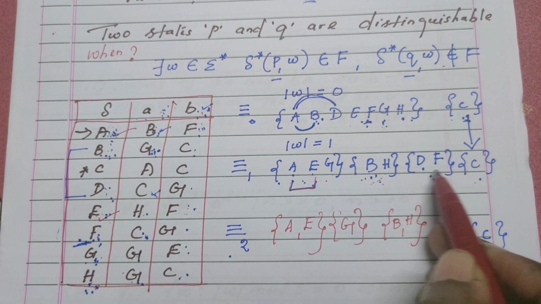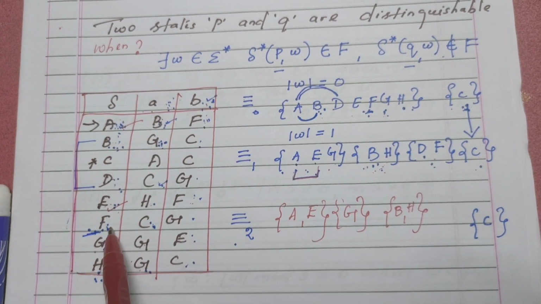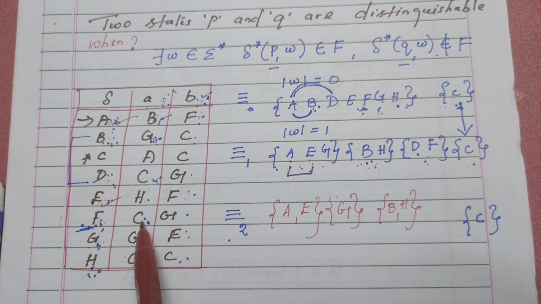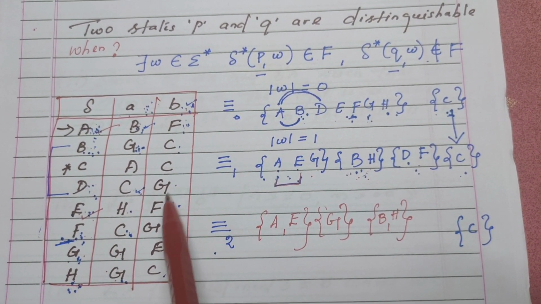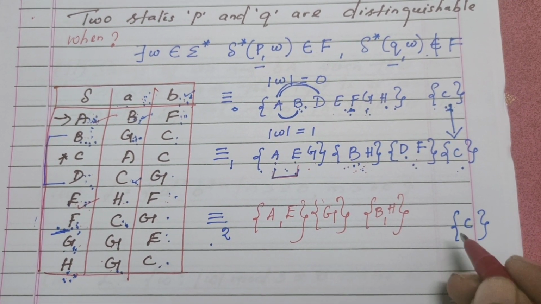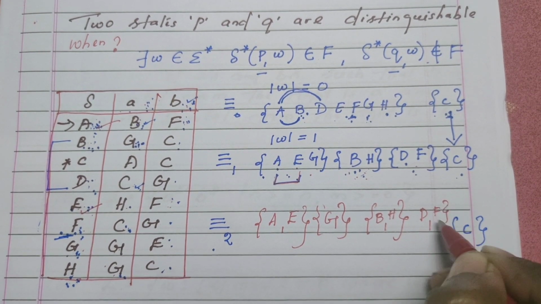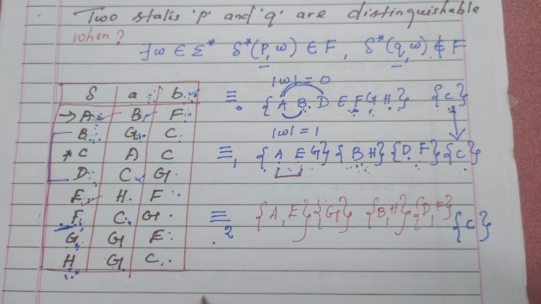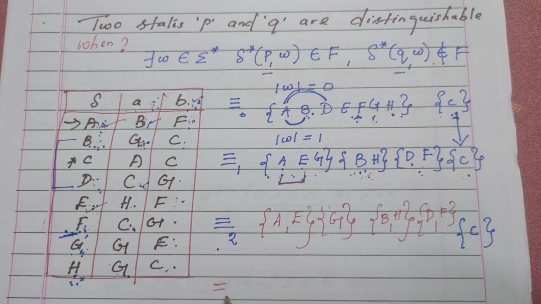Now move on to D and F. So D and F, on reading A, it goes to C. D and F, on reading B, it goes to G. So D and F is still indistinguishable at this step. Yeah, we built the equivalence class 2. Now we have to build equivalence class 3.